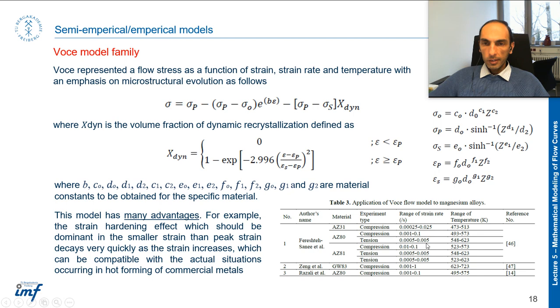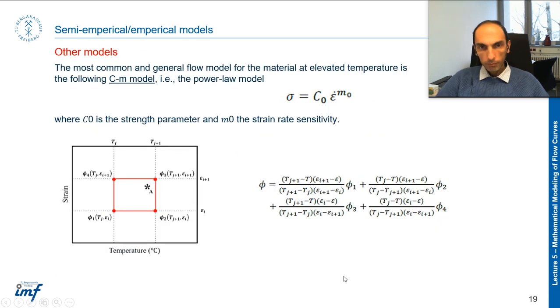And again, some examples of different researchers who have developed empirical, semi-empirical models based on the Voce model. And the last category, I can say it's not a category, but we have some other models which are not categorized in those three main families. For example, we have the CM model. This CM model was developed when I was a PhD student. I mean, it was developed before in the group where I was studying for my PhD, and then we continued working on that.